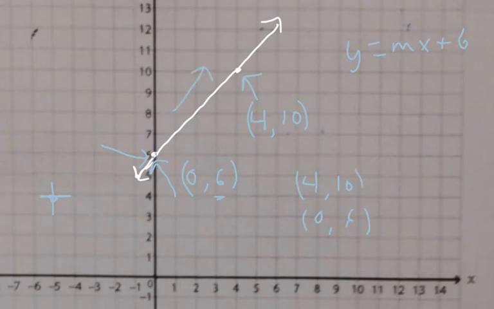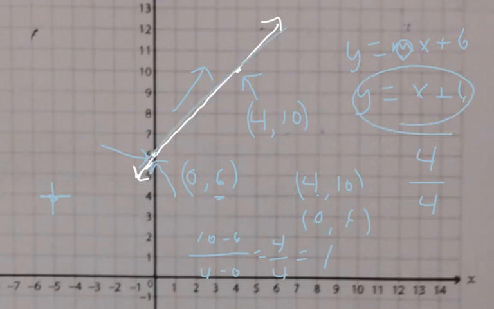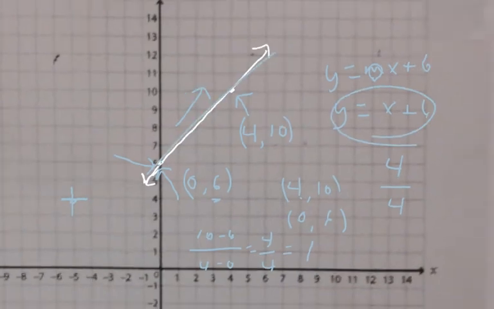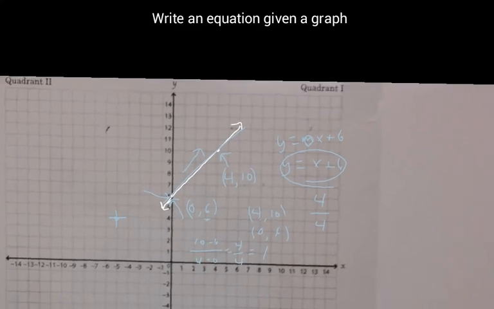And I have to find the difference between 10 and 6, which is 4. And the difference between 4 and 0, which is 4. I didn't really write that out. Maybe I should have. 10 minus 6 over 4 minus 0 equals 4 over 4, which equals 1. So m is 1. And we don't even have to put that in there. It's just y equals 1x, or just x, plus 6. And that's the rule for this graph right here. So that's how you figure out what an equation would look like if you just had the graph. You have to see what the y-intercept is, and then you have to get another point on the graph and figure out what the slope is.